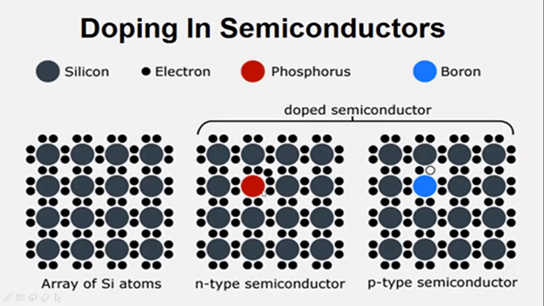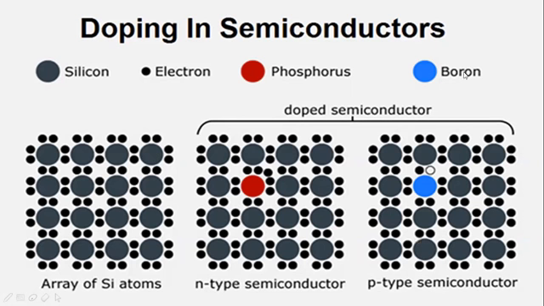The 4 valence electrons make covalent bonds with the neighboring silicon atoms. Only 1 electron is free. So if we have more phosphorus in this, we will have more free electrons in this silicon crystal. Negative charge carriers are more, therefore the name N-type semiconductor is given.